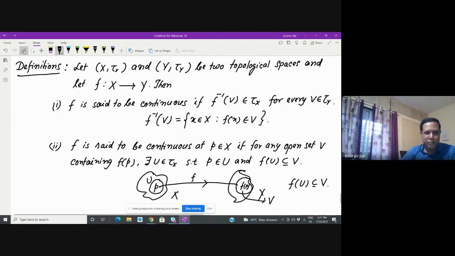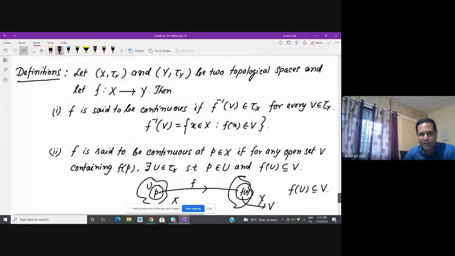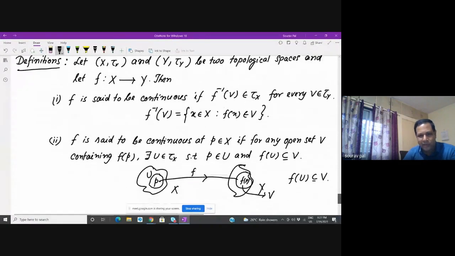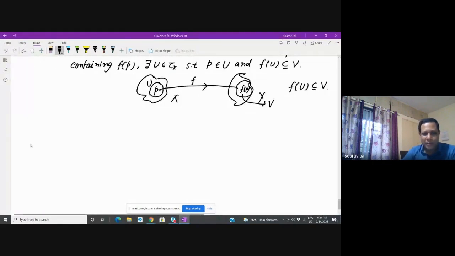Now, this is your turn to prove that these two definitions agree with each other. What does it mean? We have defined continuity on the whole space X, and we have defined continuity at a point P. Now, how do you combine them? You combine them by this result. Just call it a lemma.